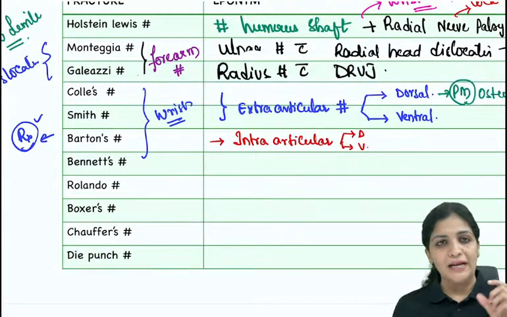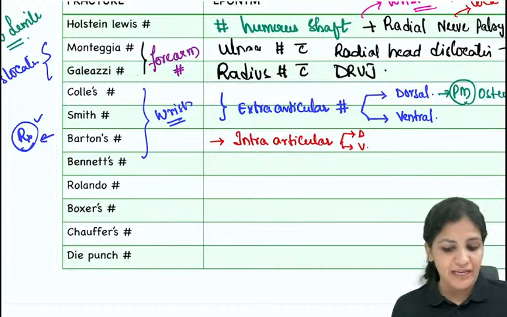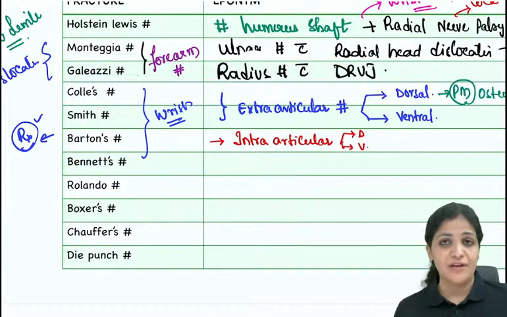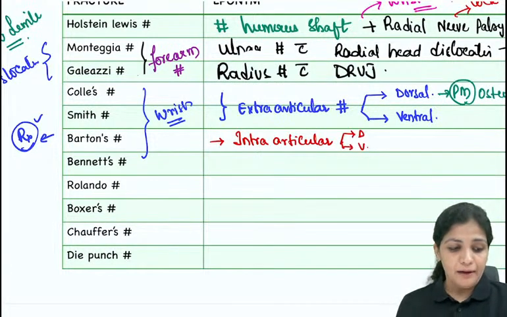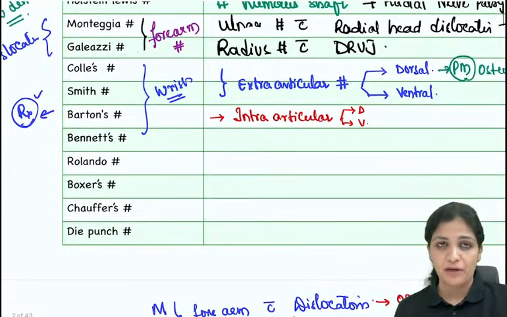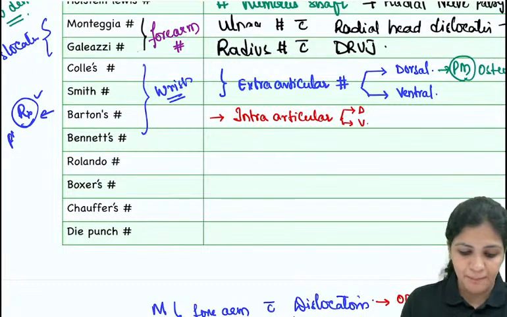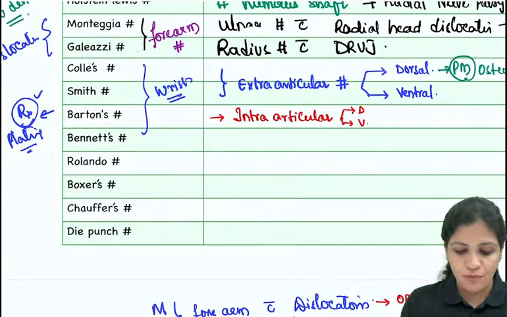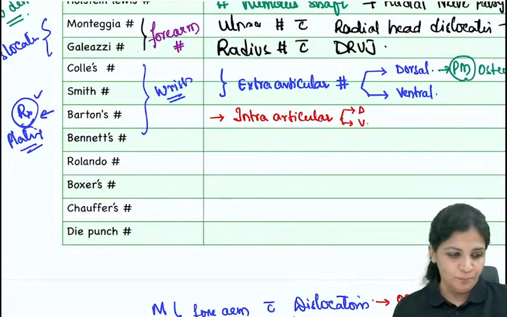As I've told you, it is an intra-articular fracture. Now we have to go for what? For Barton's fracture, we have to go for radius plating, right? So you have to go for distal radius plating. So the answer for the treatment of Barton's is plating, right?